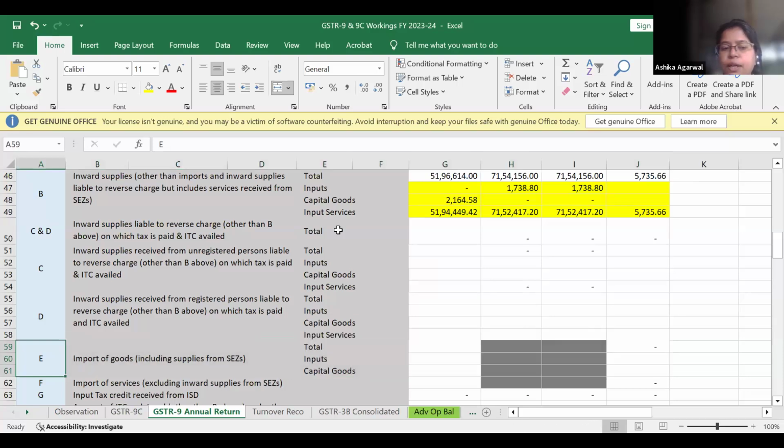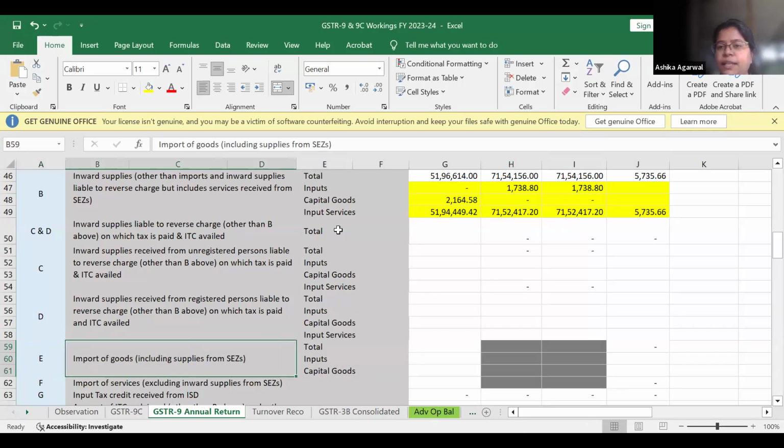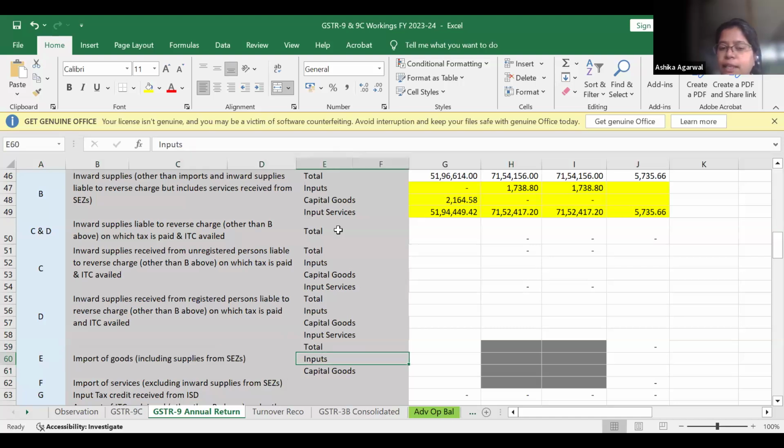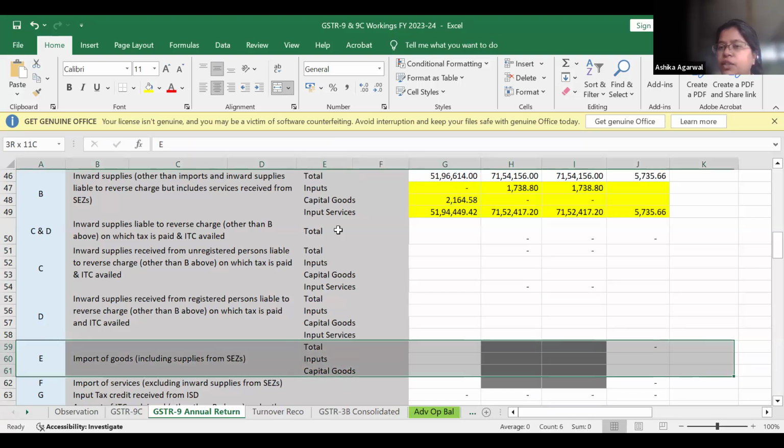So you have to give specific category-wise reporting, and even that category you need to further divide into input and capital goods. And this bifurcation is mandatory now. It's no more an optional field.